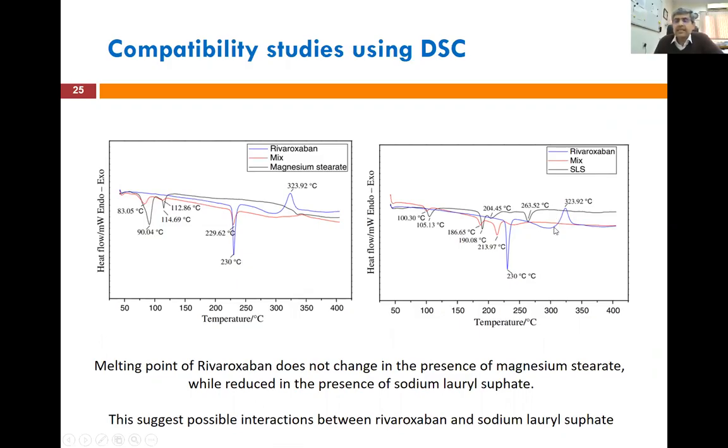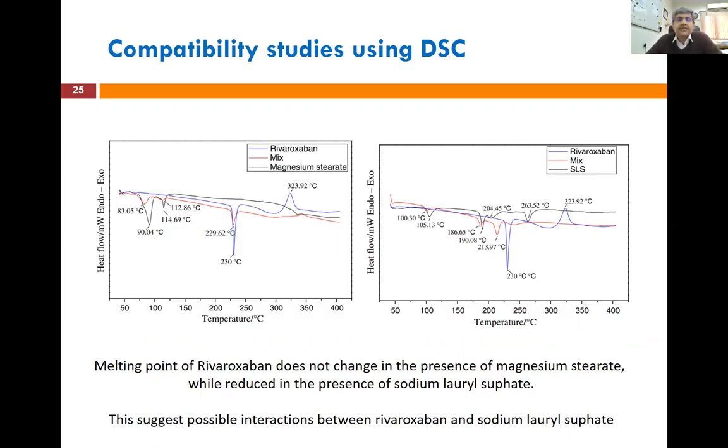But look at the heating curves with sodium lauryl sulfate. This is the melting point of rivaroxaban in the pure API sample, while in the mixture, this melting point shifted to a lower value of 213.97, which means there was a significant downward shift in the melting point of the drug. This is indicative of incompatibility between sodium lauryl sulfate and rivaroxaban. So using this as a tool, you can do a very rapid screening of the excipients for their compatibility with the API.